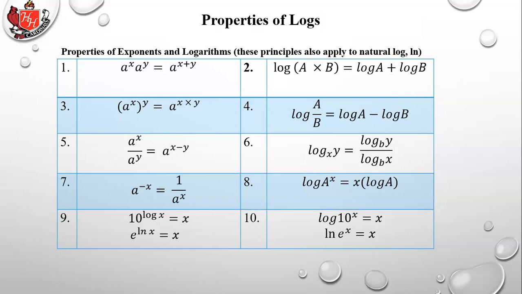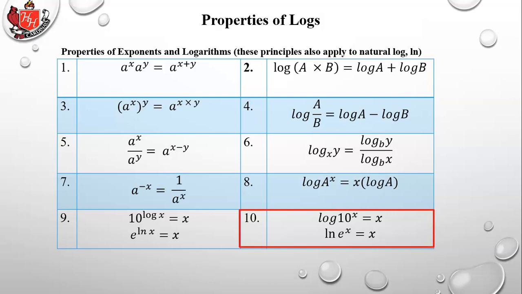9 and 10 have to do with the inverse concept that we just talked about. So 10 raised to the log of a variable x, or any number x in that case, will give you back x. It'll give you back that number, because the exponential 10 raised to a power and log are inverses of each other. They reverse each other. Similarly, e and natural log reverse each other. So if you say e raised to the natural log of some number, it can either be a variable or a number, it's going to give you back whatever x is there.